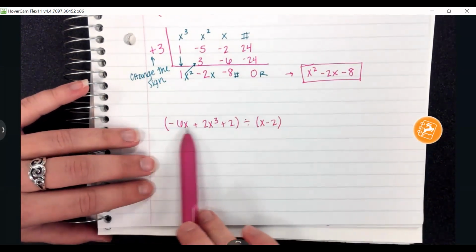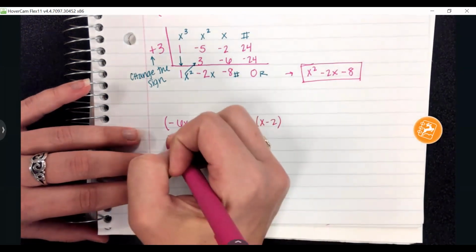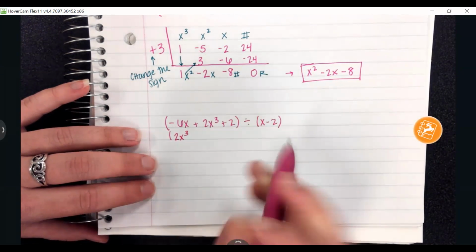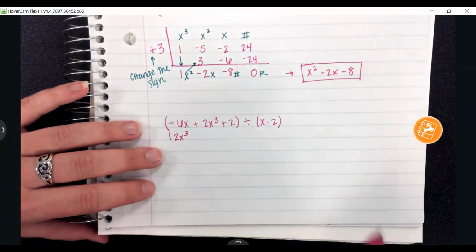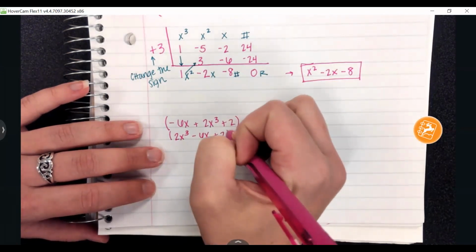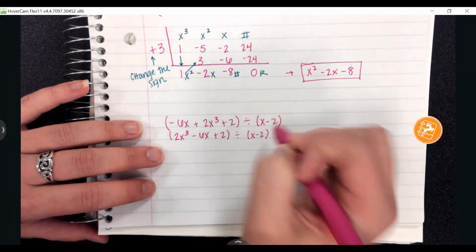Is this in standard form? No. Which one has to come first? Then let's rewrite it. So how can I rewrite this? 2x cubed has to come first. What will come next? -6x, and then plus 2. And I'm going to divide by x minus 2 still.